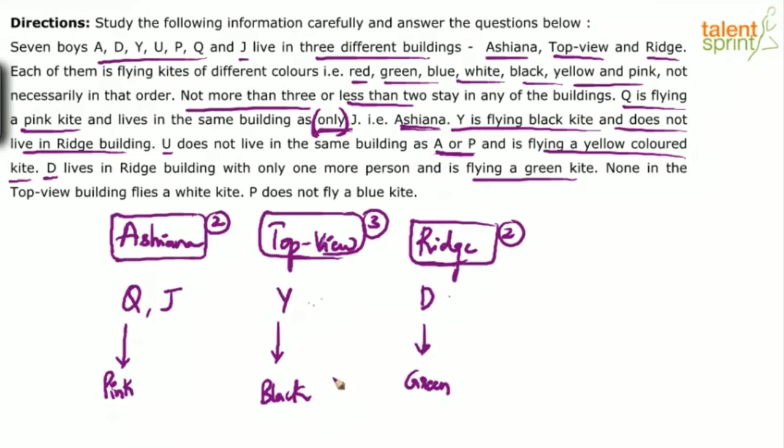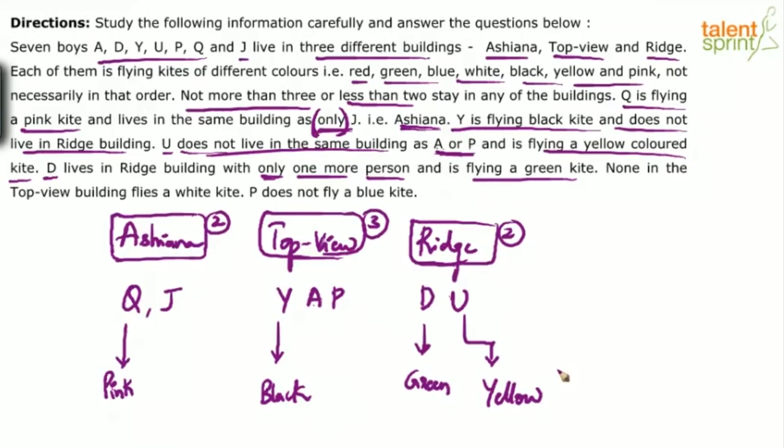How did we decide this? The next statement which said D lives in Ridge building with only 1 more person. Now we already know that A and P will be together. So can A and P come in Ridge? No. Because if A and P come here, there will be 3 persons here, and we know that D lives with only 1 more person. So A and P have to come in this Top View. And who's the other person now? U. Because we know that U does not live in the same building as A or P. So U will come in Ridge, and is flying a yellow kite. We know that U is flying a yellow kite.